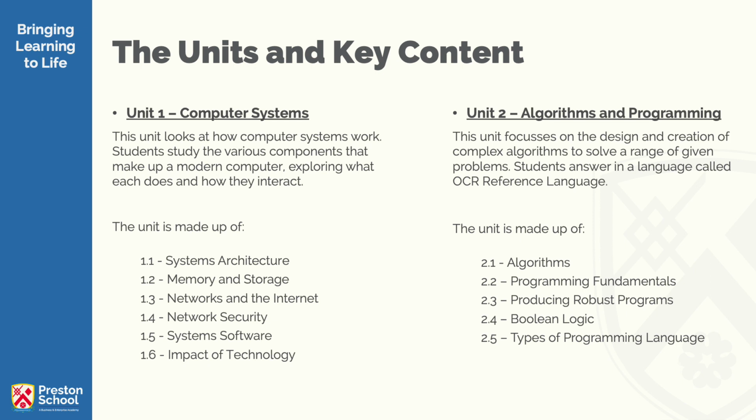The Unit 2 paper is made up of 5 sections. Algorithms, so the basic design of basic algorithms. Programming fundamentals, so how do we create those more complex programs. Producing robust programs, again that's looking at things like security. Boolean logic, and then types of programming language. Types of programming language, again, is more likely to be a written answer with less or no programming involved.